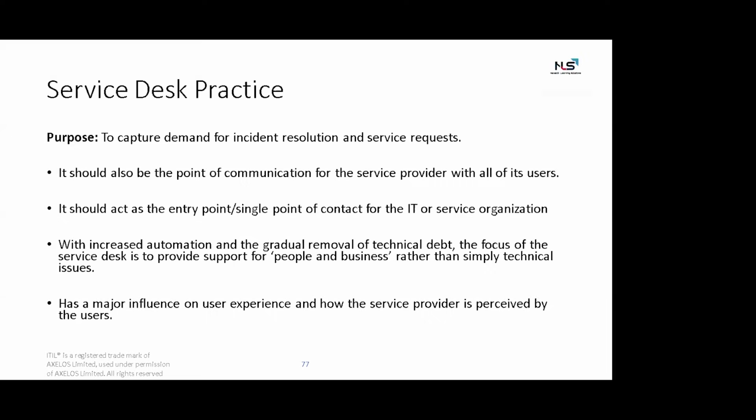With increased automation and the gradual removal of technical debt, the focus of the service desk is to provide support for people and business both, rather than simply focusing on technical issues. How? People and business, how?